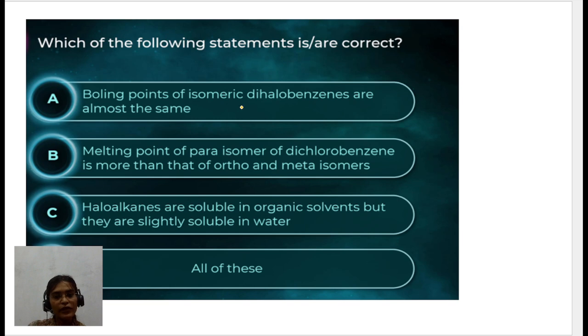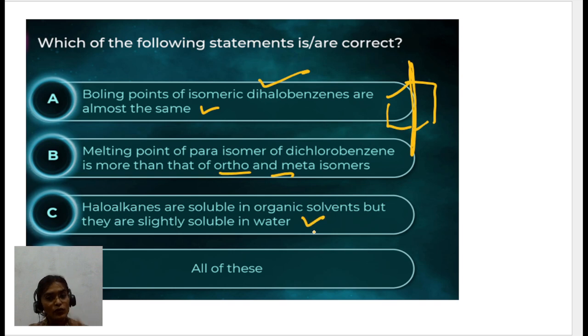First of all, the boiling points of the isomeric dihalobenzenes are almost the same. Yes, we just discussed. You can take para, meta, or ortho as well. All three have almost the same. So it is correct, right? Second statement, the melting point of para is more than ortho and meta. Obviously, we just discussed symmetry there. Remember that if both groups are present at para, they are in perfect symmetry. Option C said that haloalkanes are soluble in organic solvents, but slightly soluble in water. Yes, we just discussed this, that haloalkane is the only case which is more soluble. Everything we discussed, right?